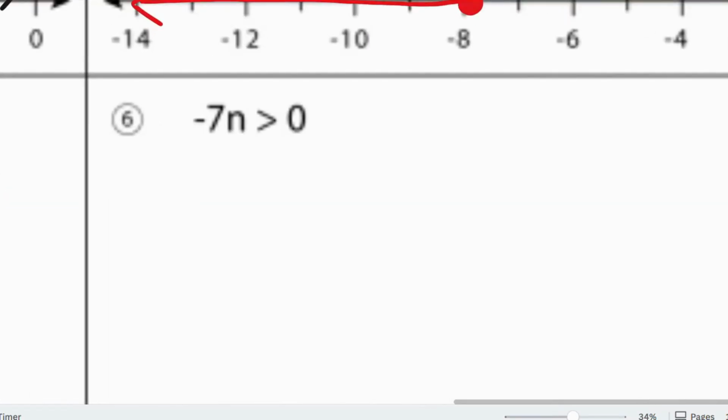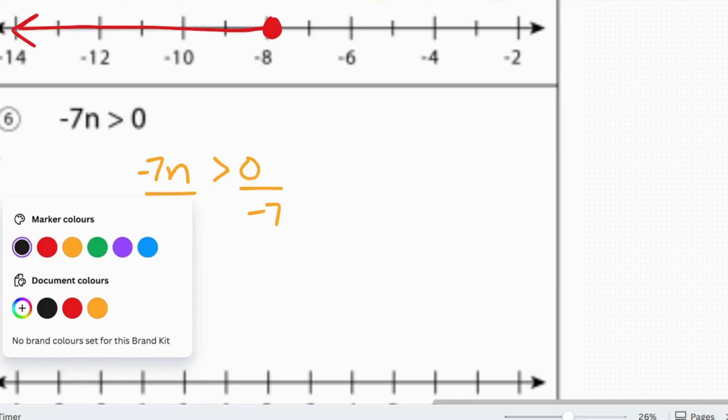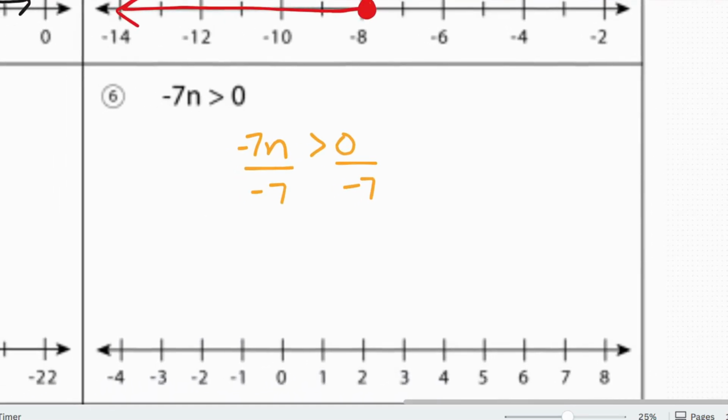Now we have this question. It says minus 7n is greater than 0. So minus 7n is greater than 0. For this one, I will divide both sides with negative 7. Right? So now understand one more concept. Whenever we are dividing or multiplying with a negative number, the inequality will be reversed, okay?